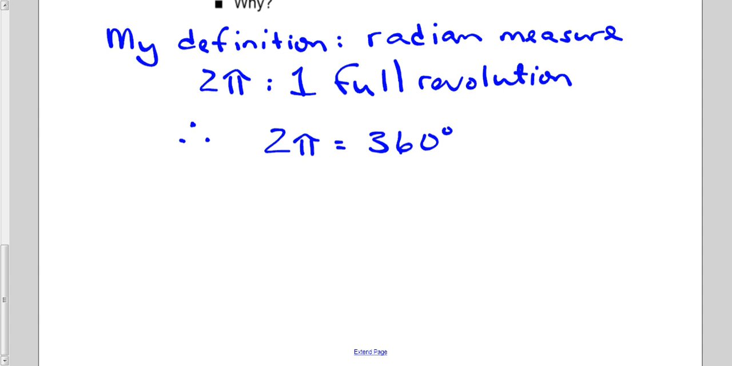If you think about it another way, a radian measure is a representation of circumference, right? So 1 full revolution, what's the circumference of the unit circle? 2 pi, right? The circumference is 2 pi times the radius. Coincidence? No, I think not.